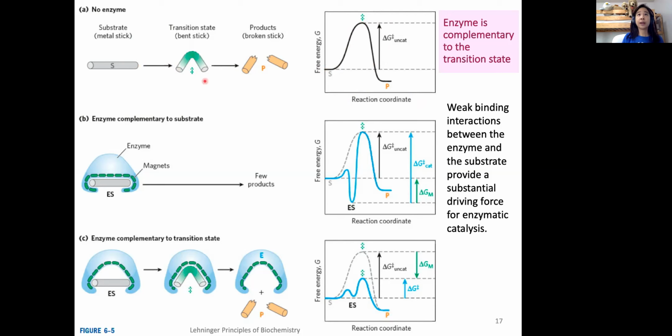With an enzyme that complements the substrate perfectly, the enzyme actually has a magnet that can stick to the magnetized metal stick very well. And if an enzyme fits perfectly with the metal stick, it will stabilize the metal stick and it will not allow the metal stick to bend. And so we will not get the products anyway.